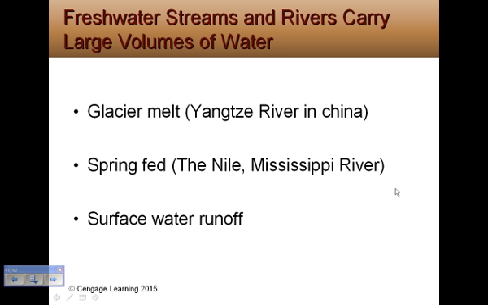Alright, so that kind of gives you an idea on the different types of lakes and the different layers that are in the lakes. In the next podcast, we're going to take a look at streams and some of the different characteristics of streams.